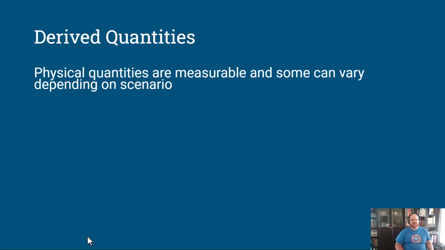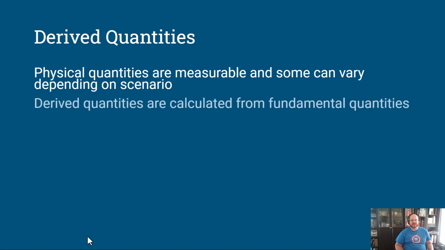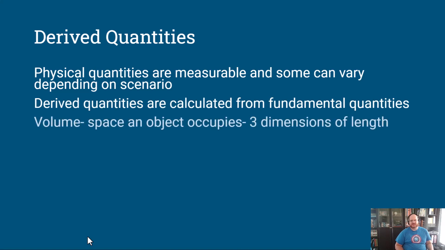Derived quantities are measurable, so some can vary depending on the scenario. Derived quantities are calculated from our fundamental quantities, like volume, which is the space that an object occupies as 3 dimensions of length: height, width, depth, to create a derived quantity where you have meters cubed now. So our individual quantities were 3 things, all with meters. Multiply them all together and you get meters cubed.